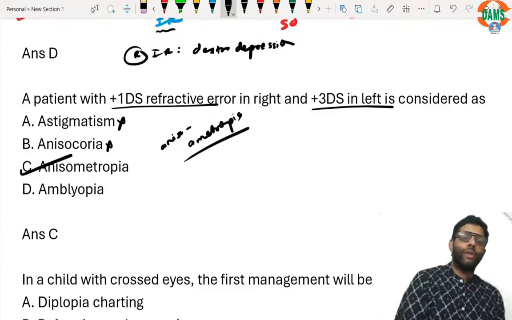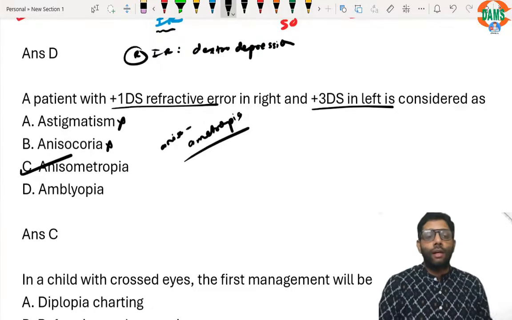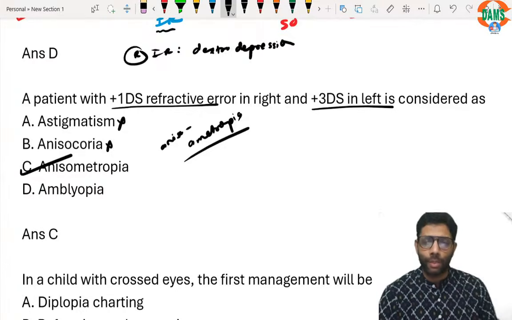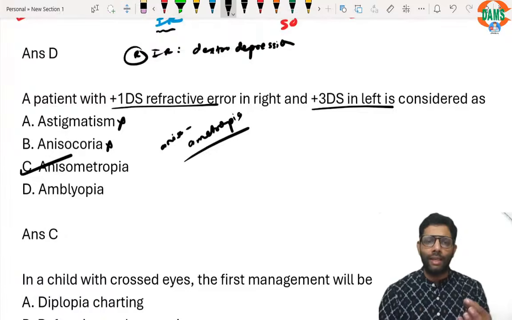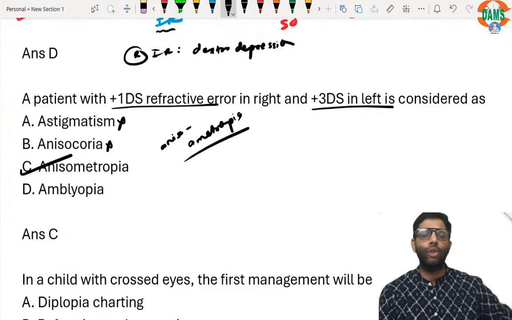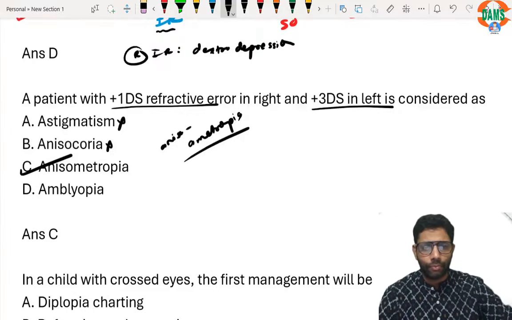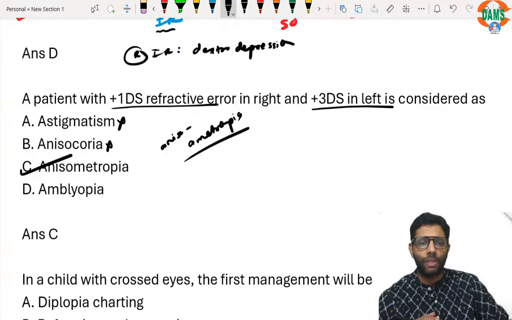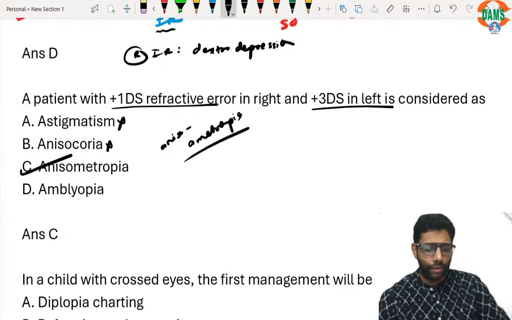Now one student asked me today in my group, sir, this is not significant anisometropia. Yes, significant means more than 2.5 diopter difference. This is not significant, but this is anisometropia. Any difference in both eyes is anisometropia. Significant is more than 2.5 diopters. So what is the treatment of this? Spectacles, which are given to the patient. Spectacle is the answer of this anisometropia.